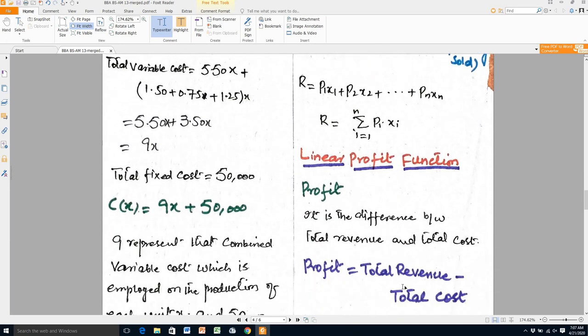Now we move towards another definition, that is the linear profit function. What is profit? It is the difference between total revenue and total cost. So profit is equal to total revenue minus total cost.